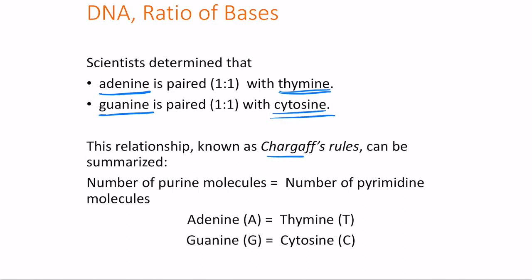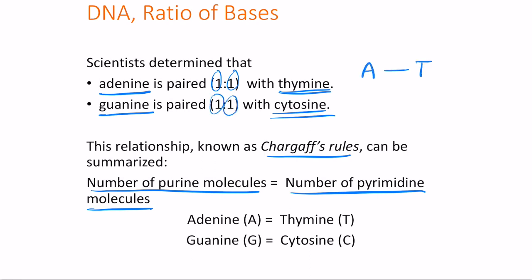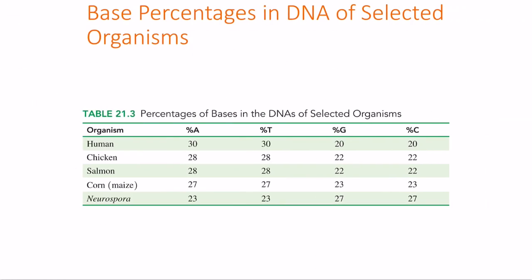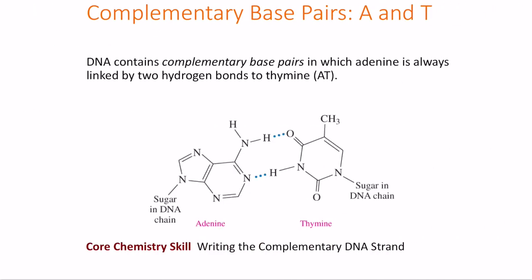This is generally called the Chargaff rules, which can be summarized as: the number of purine molecules should be equal to the number of pyrimidine molecules. It should always be in a 1-to-1 ratio. So A always pairs with T, and G always pairs with C. These are the percentages of bases in the DNA of selected organisms. Notice that humans have one of the highest percentages of bases in DNA, followed by other organisms.